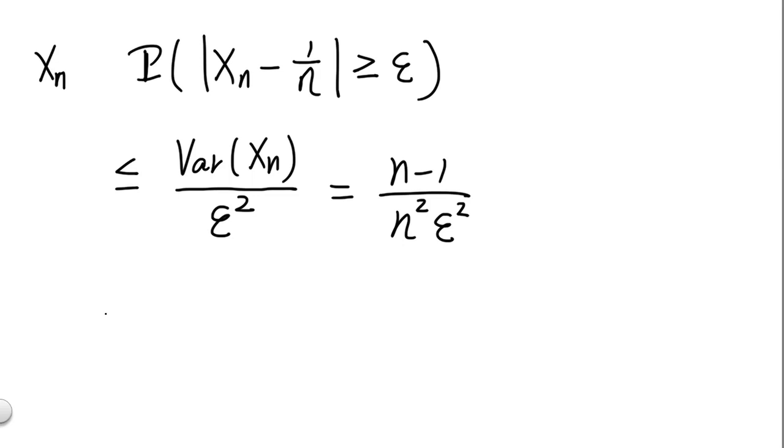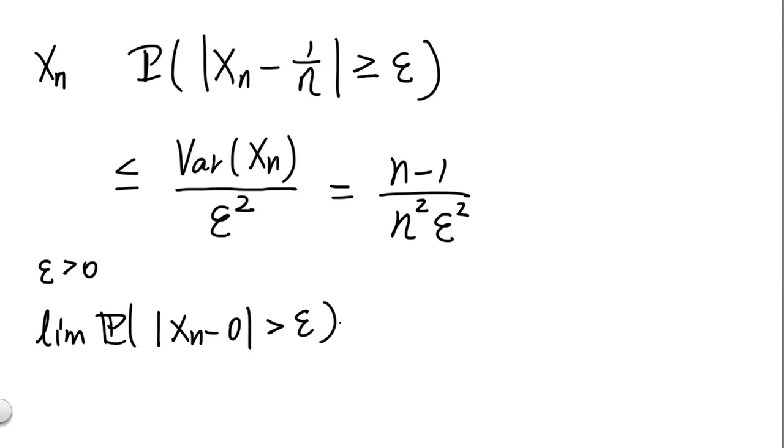Now to show that Xn converges to 0 in probability, formally we need to show that for every fixed epsilon greater than 0, the probability that the absolute value of Xn minus 0 is greater than epsilon has to go to 0 in the limit as n goes to infinity. And hopefully the inequalities above will help us achieve this goal. And let's see how that is done.